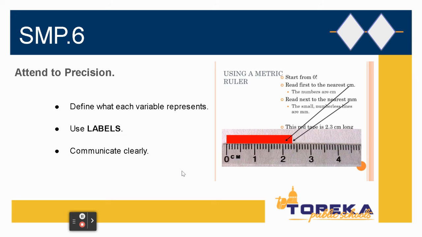Now, the attention to precision. We tell our kids, I taught 3rd, 4th, and 5th grade the most. I taught 2nd grade as well. We tell our kids all the time, you need to put labels on those answers. You need to put labels. Well, what we're talking to is attend to precision. All right, so maybe use that vocabulary when you're talking to your kids.